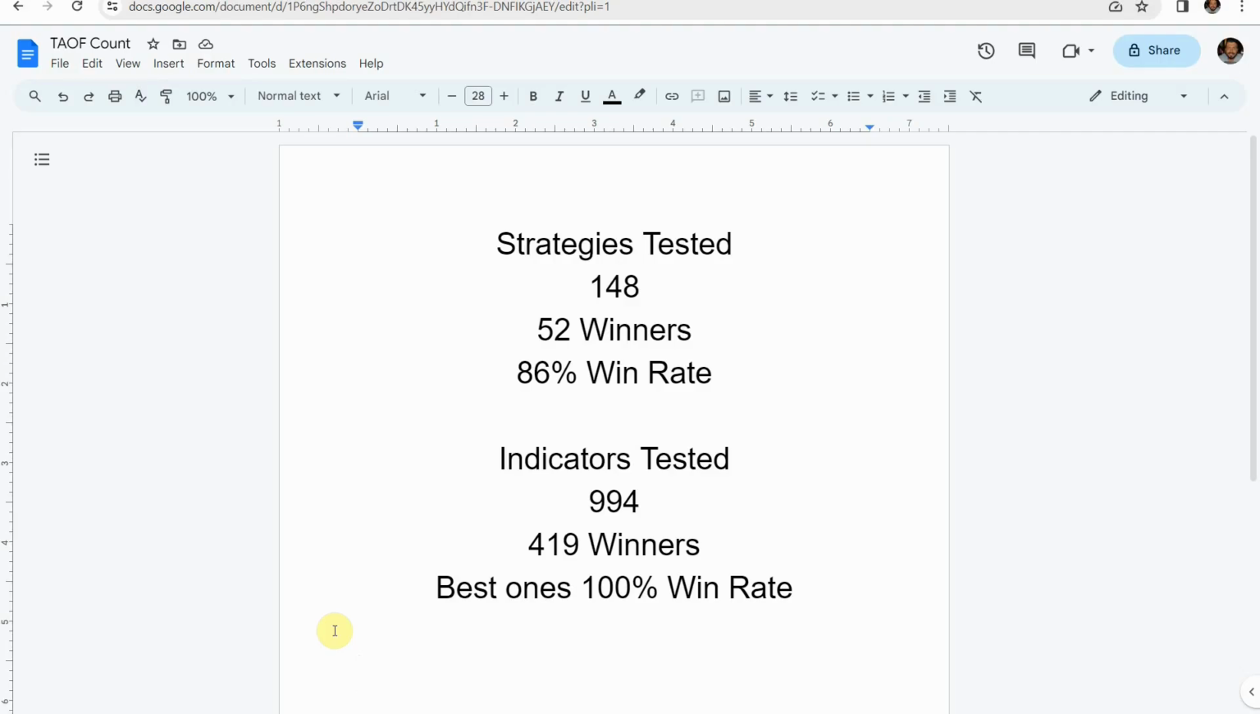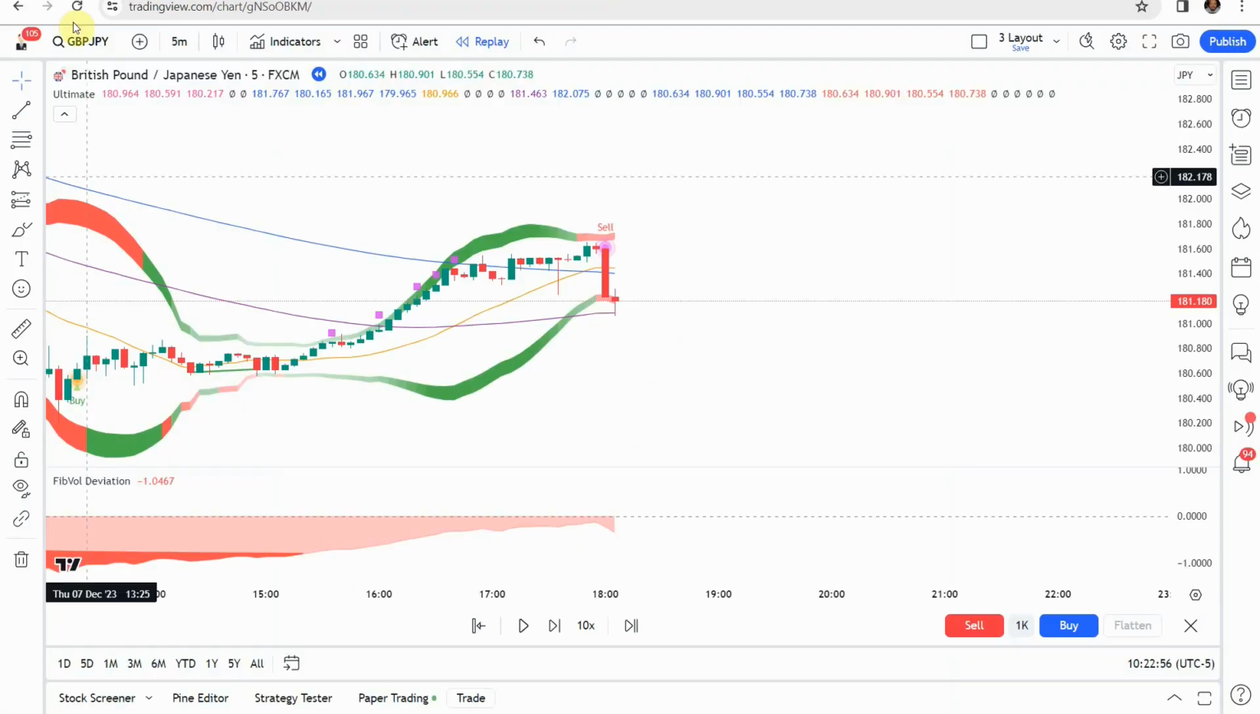So to date, we have tested a total of 148 different strategies, with 52 of them being winners. The best one so far was able to achieve an 86% win rate. That is the Academy of Forex strategy with the Z-score probability indicator. We've also tested a total of 994 indicators, with 419 of them being winners. Now keep in mind that we test most of these indicators and strategies on the Forex and crypto market, but they can be applied to just about any market and time frame universally.